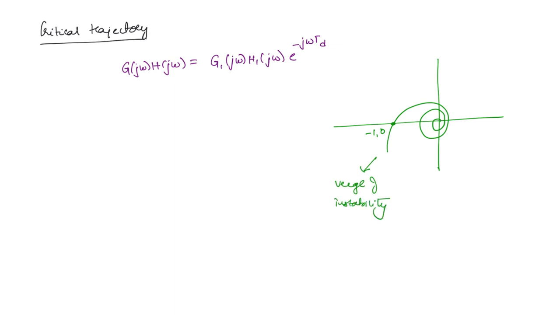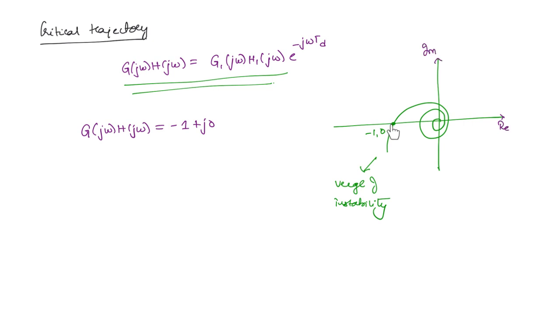Okay, so we will see when that verge of instability condition will occur. That will be the critical trajectory. That's how you're going to get the critical trajectory. So how will we do that? G of j omega into h of j omega will equal minus 1 plus j 0, right? Because this is the real part and this is the imaginary part. Now minus 1 comma 0 means the real part is minus 1, imaginary part is 0. So we write it as minus 1 plus j 0. When this function is equal to this, then it is said to be on the verge of instability.